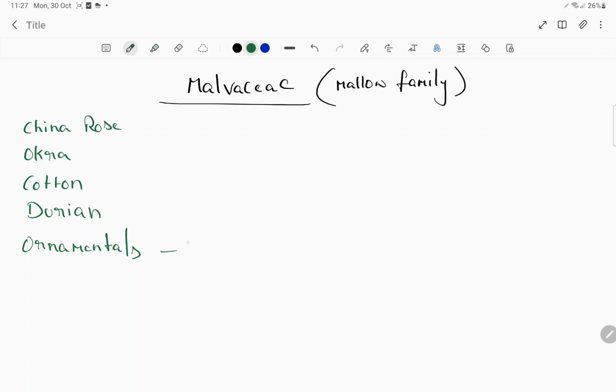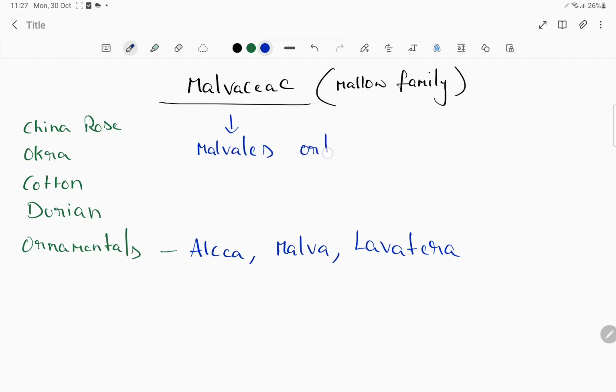So ornamental species included are Althaea, Malva, and Lavatera. So hibiscus, which is otherwise known as China rose. These are the known species from this family. This family, we also call it Malvaceae. We have an order for this family, that is Malvales. Malvales is the order.